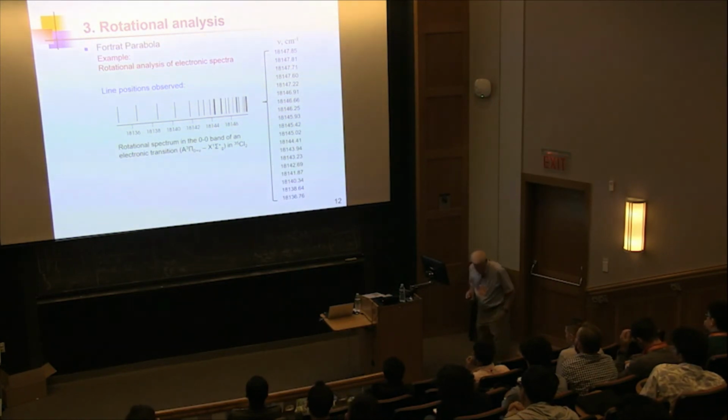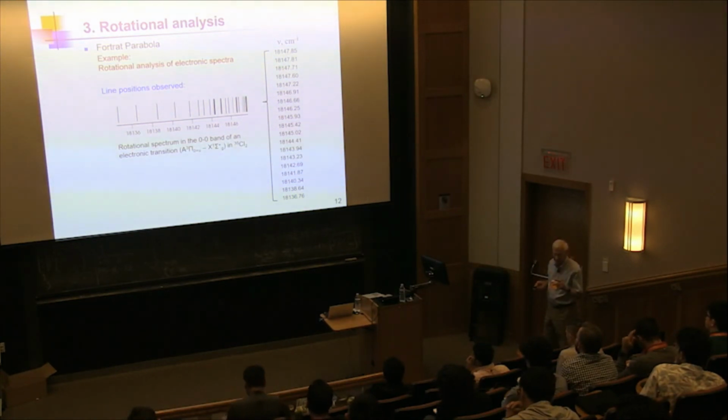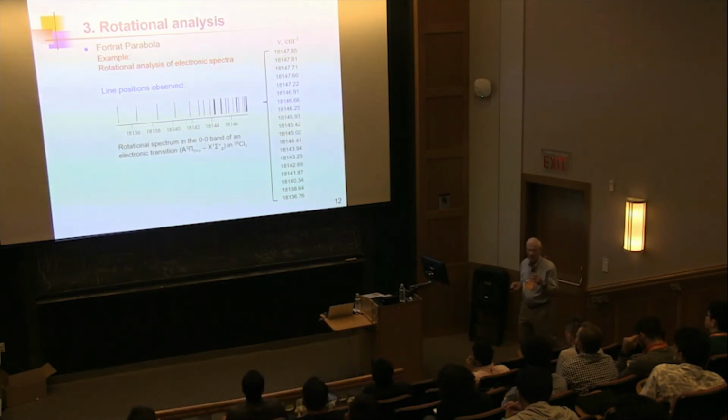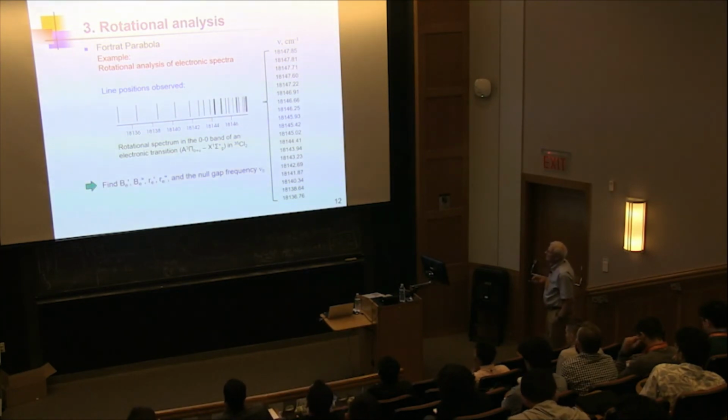We're going to interrogate the tabulation and infer. What are the parameters we're after? The B's. There are two B's: B prime, B double prime. And we have to find out. That's called rotational analysis. And from those, once you have B, of course, you have the REs, and you have the null gap frequency.